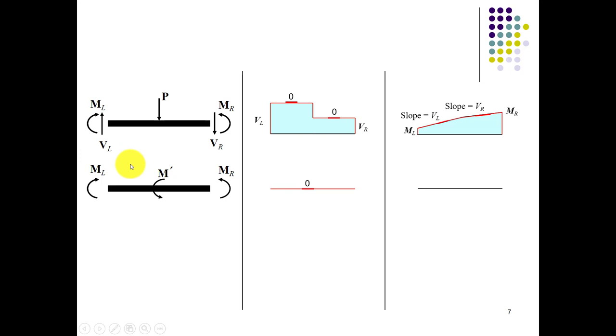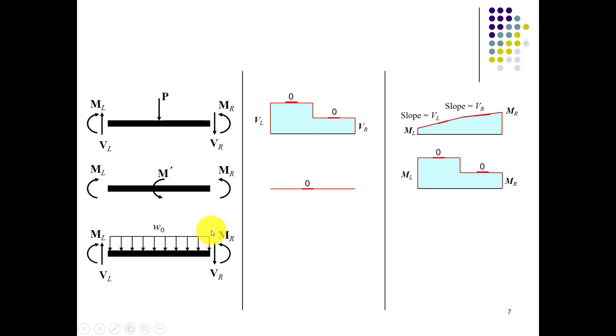You have a moment acting upon the span. The moment would contribute toward the moment diagram. If it's clockwise, it is taken as positive. If it's counterclockwise, it is taken as negative. Between these two points it would be a zero-degree diagram, because there is no loading upon it. A zero slope would be considered, because there is no loading between these two points.